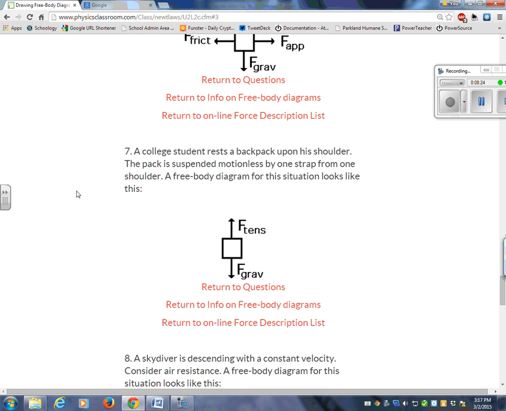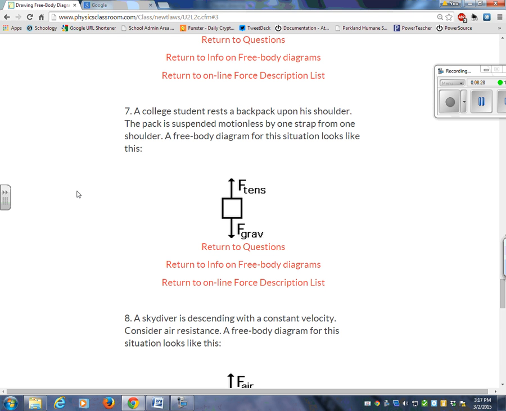College student rests the backpack on the shoulder. Pack is suspended motionless. That means there's no motion, no acceleration. Balanced forces. Tension force balanced by gravity force. So one strap backpack. He's one of those cool kids. Two strap. Wow, that's just for safety reasons. It helps for posture, I think.